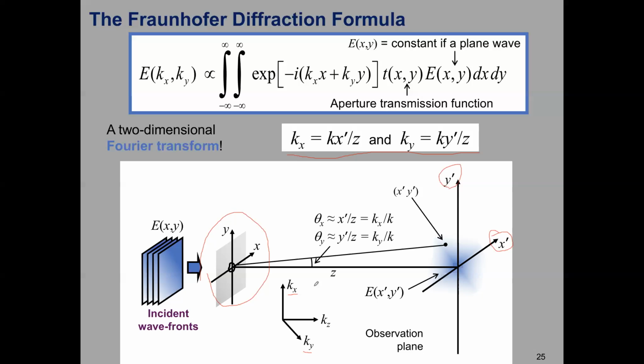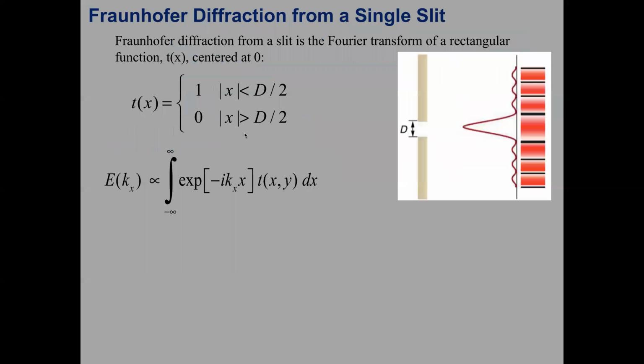This is only a reminder of where these formulas come from. This angle in the x and y plane is given by x prime over z and y prime over z, which we can then relate to the x and y components of the wave number. But as long as you're willing to take these formulas on face value from our lecture on Friday, this is less important. So here's where we're going to start.